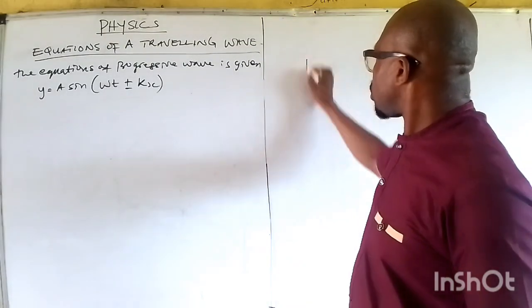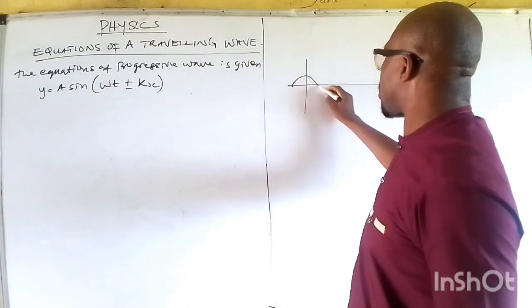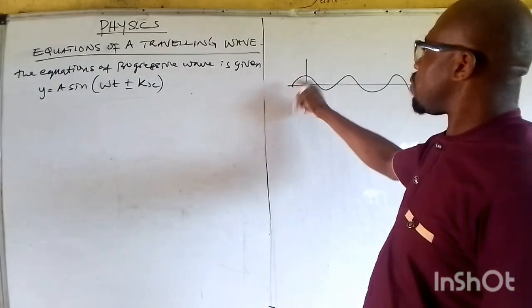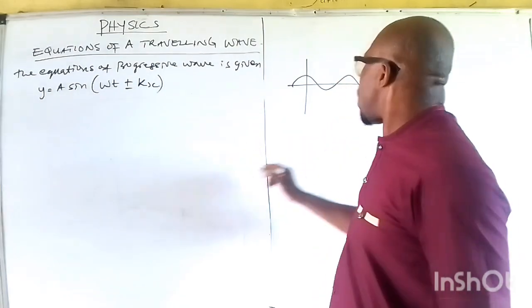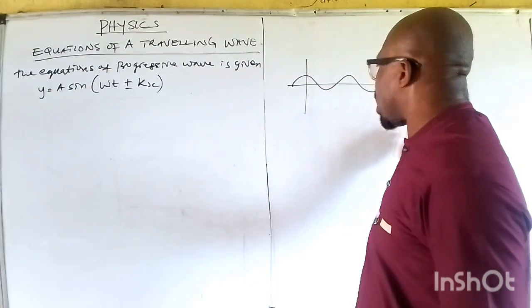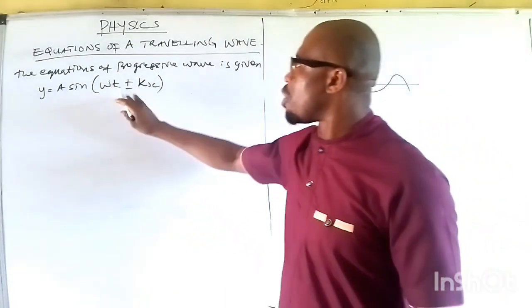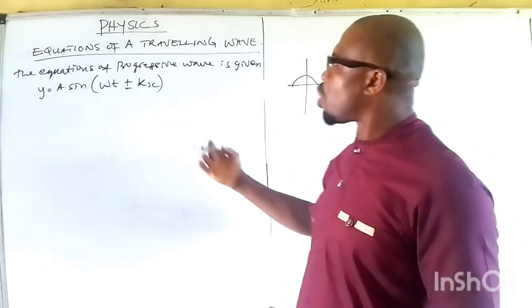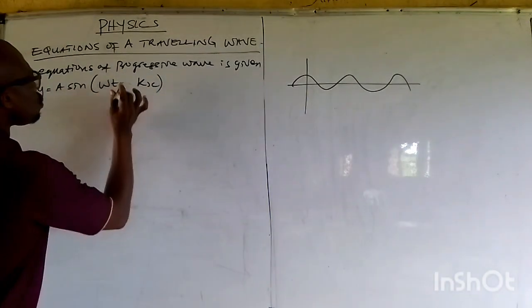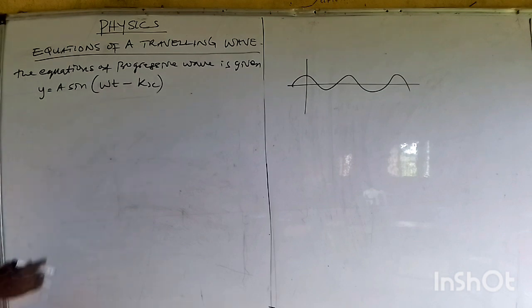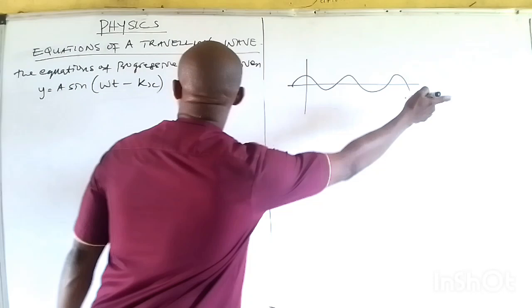So assuming we have a plane wave like this, which is moving from left to right, we represent it with a negative sign. If the wave is now moving the other way around, from right to left, we now represent it with plus. For the sake of this class, I am going to concentrate on one. Let me use minus, for an advancing wave which is moving from left to right.